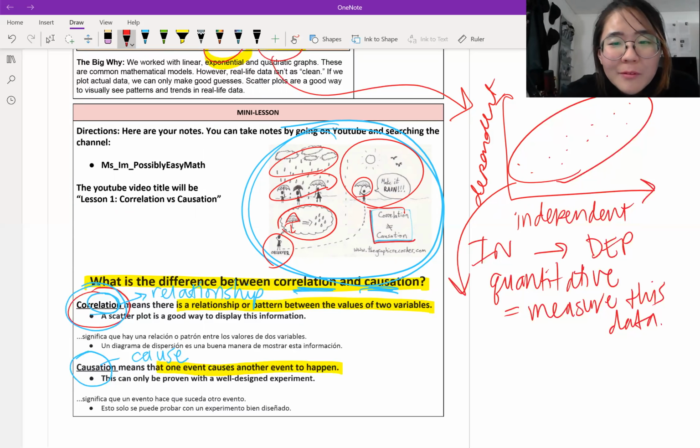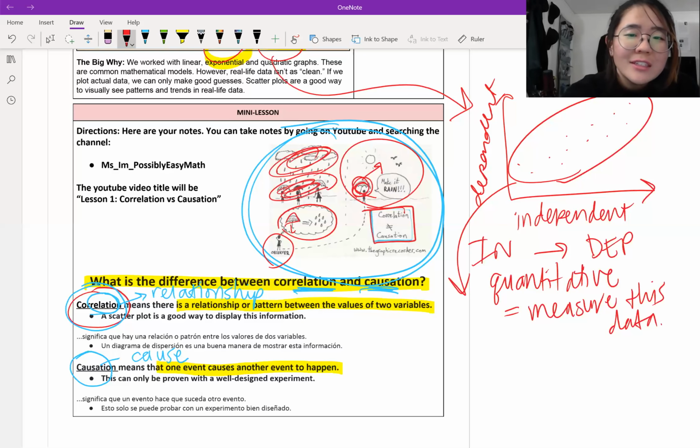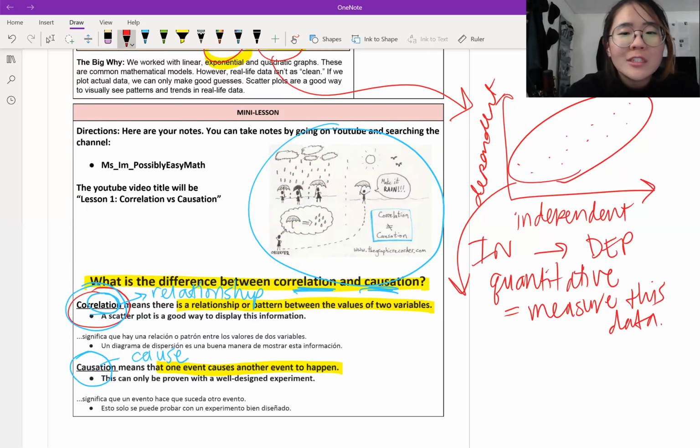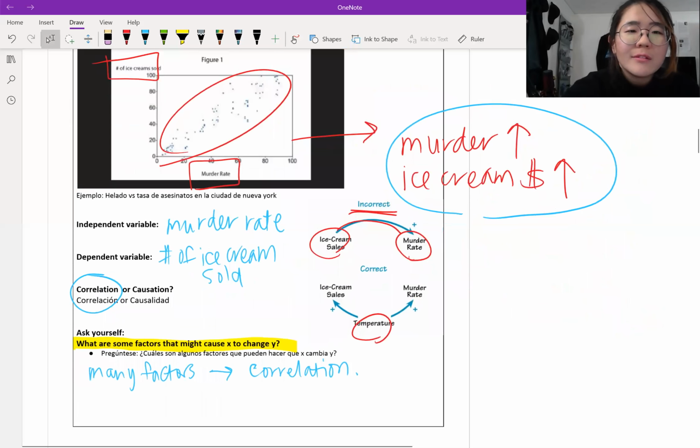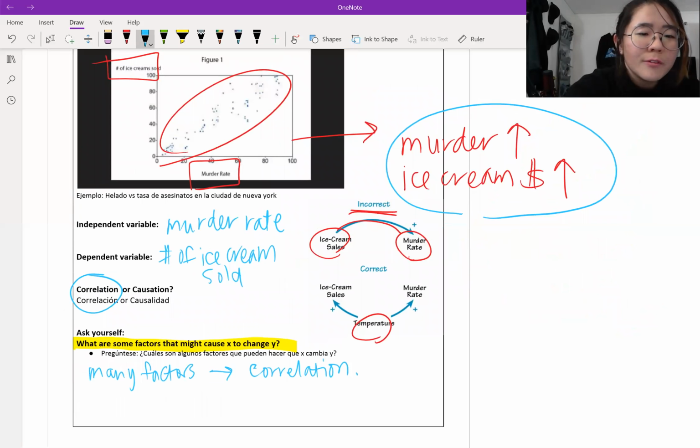This is a great example of correlation not equaling causation. Just because there's a relationship between the umbrellas and the rain, it doesn't mean that umbrellas cause rain. It does not do that, all right? That's another example of correlation versus causation. Let's go back to our notes. At the bottom of the page, I want you to write this down. So we know, first of all, correlation does not mean causation.